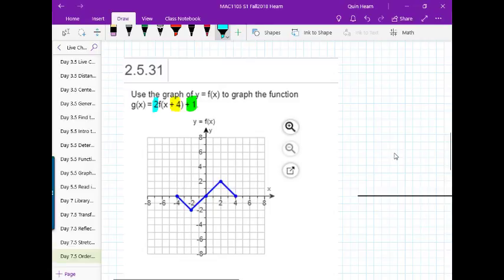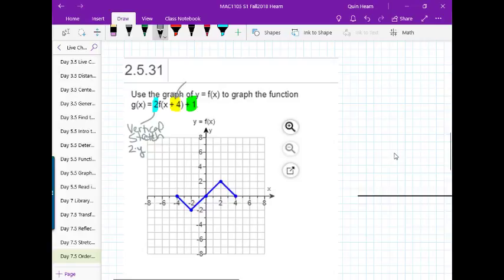So we need to identify what each of these transformations is, and then we need to refer to our order of transformations to decide what we're going to do first and second and third. So this 2 here is multiplying, so it's a stretch or compress. It's on the outside of the function, which means it affects the y coordinate, and since it's bigger than 1 and it's outside, it's going to be a vertical stretch. You're going to actually multiply every y value by 2.